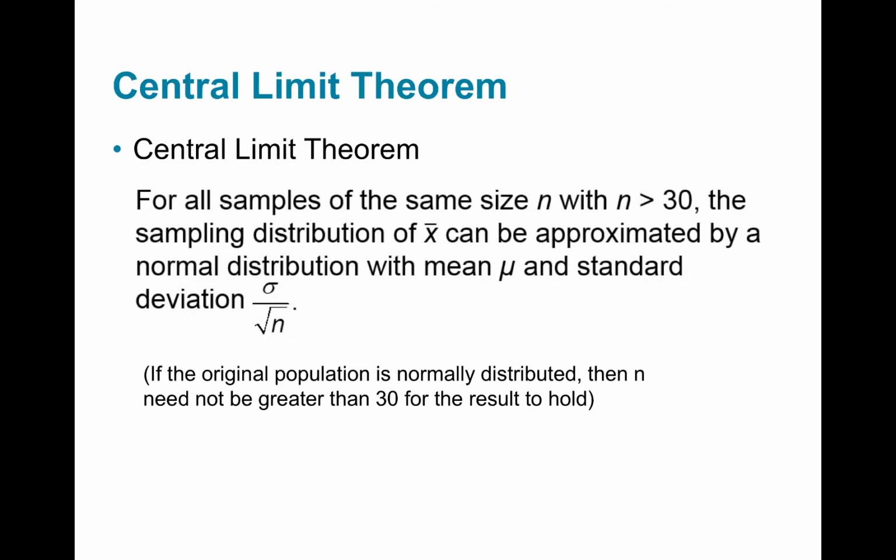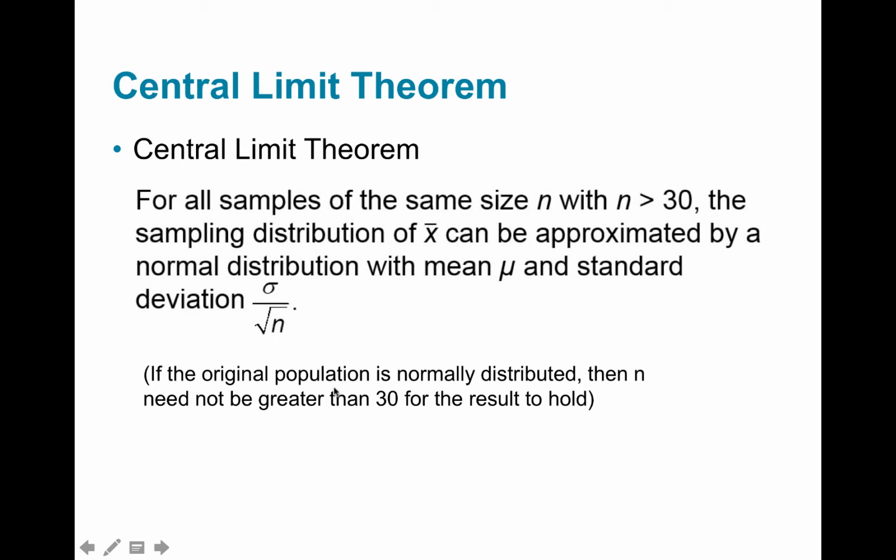We'll now talk about one of the most important results in all of statistics, the central limit theorem, which we started to look at last time. And it says this: for all samples of the same size n, if n is bigger than 30, the sampling distribution of the sample means can be approximated by a normal distribution. And it's notable that the sampling distribution of the sample means has the same mean as the population mean, but now the standard deviation is the old population standard deviation divided by radical n.